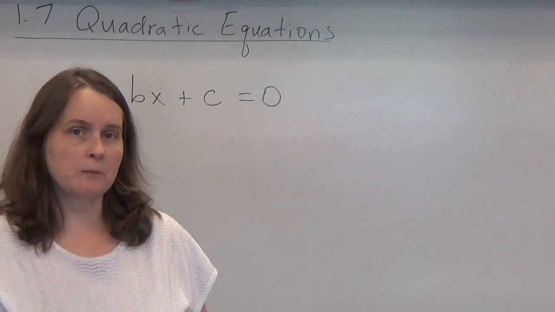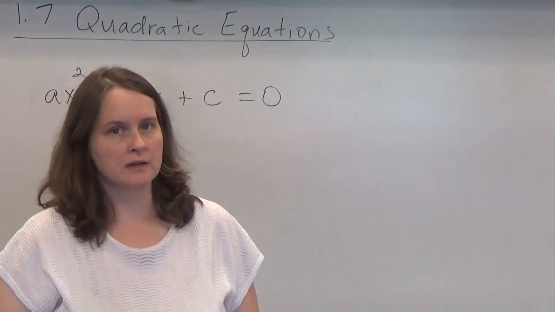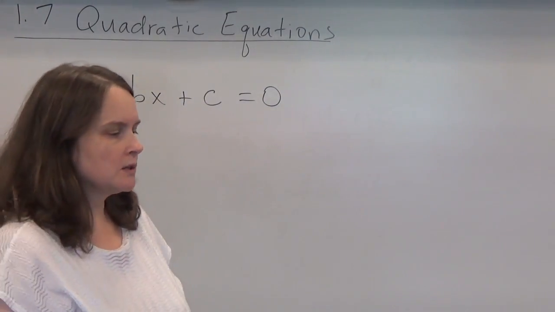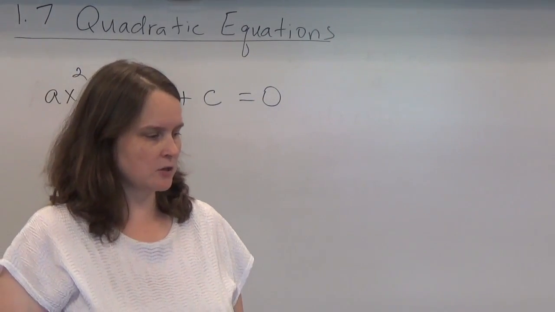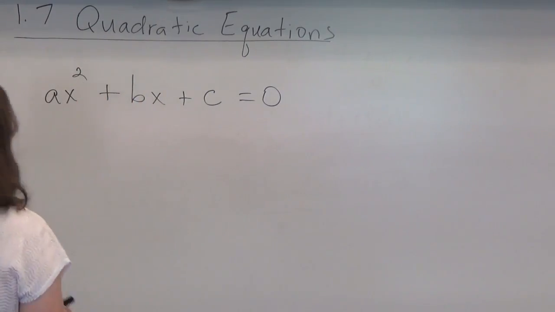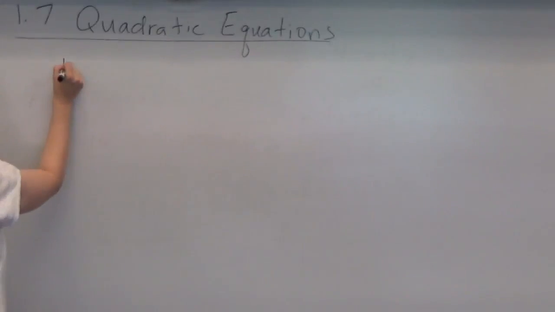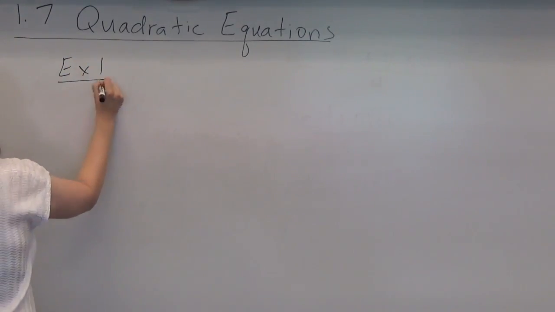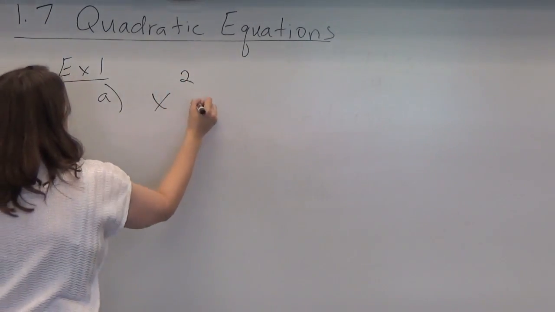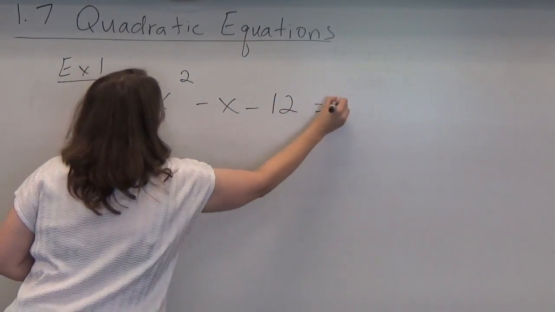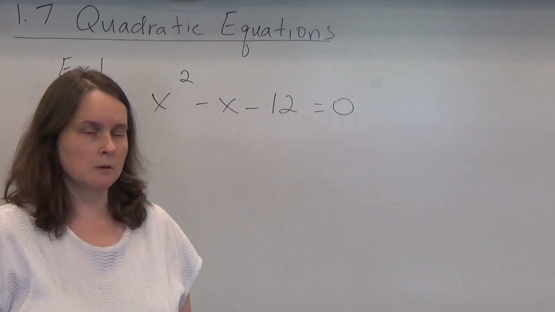So when I say zero factor property, that just simply means I've got two things multiplied together equal to 0, so I know that one of those original factors has to equal 0. So let's take a look at an example. Example 1, we're asked to solve each equation by factoring. We're going to look at part A. x squared minus x minus 12 equals 0. So it's very important that you're comfortable with factoring these types of problems.